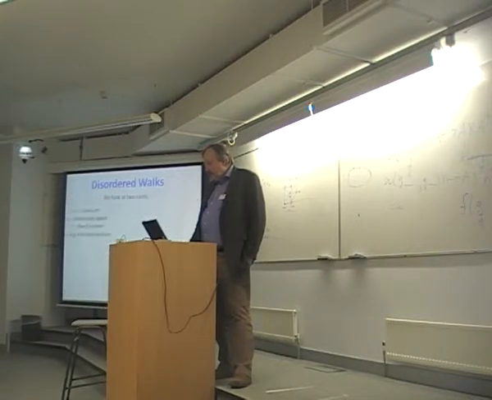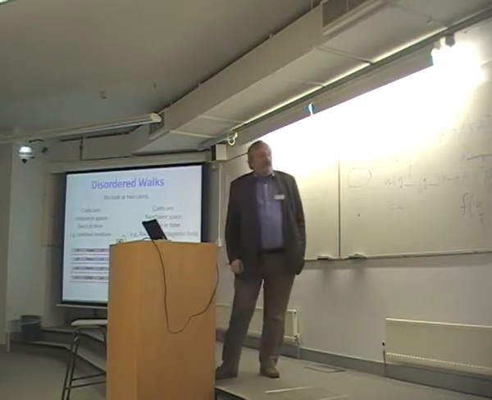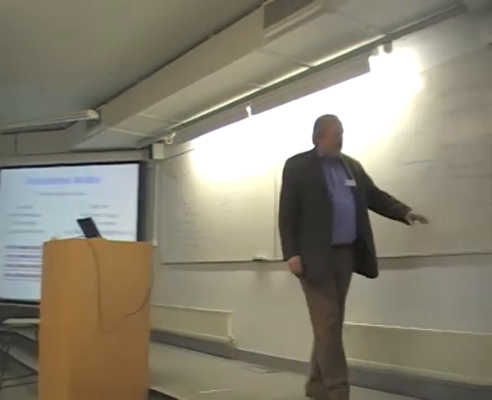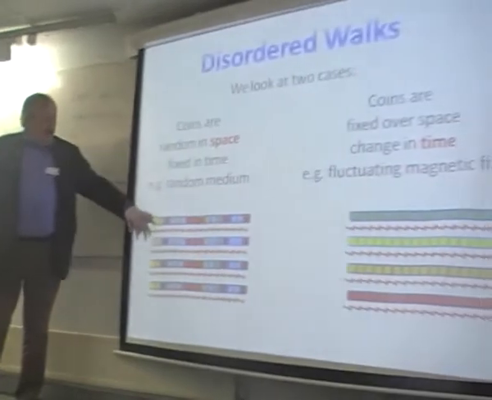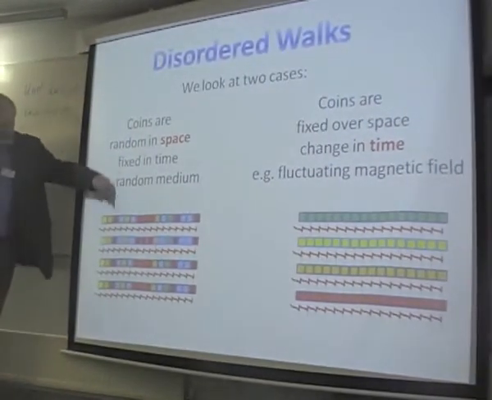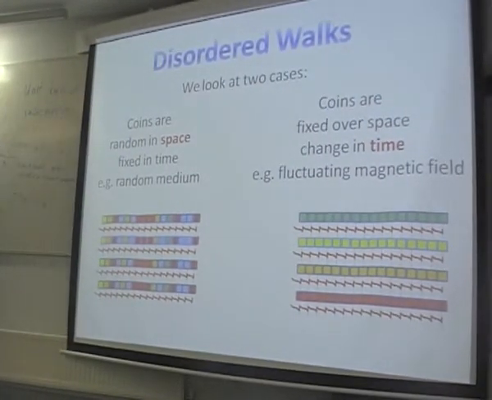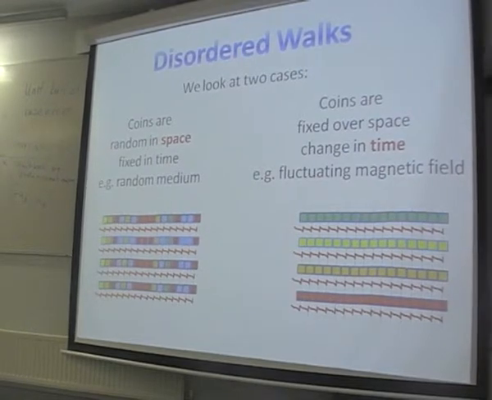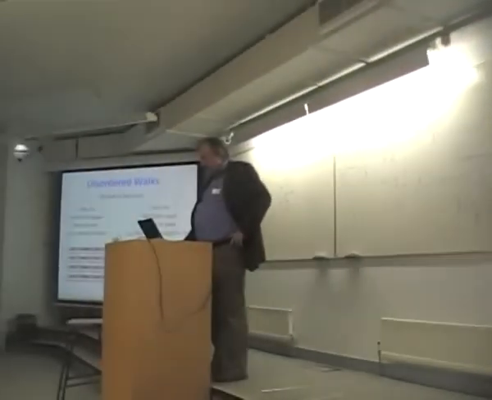Okay, so now for the walks, we look at these two cases. So this would be the quenched case. Right? So in space, the coins are the same, but we don't change them in time. And the other one is the opposite. We change them very fast, right? But in a transition-invariant way. Understand?